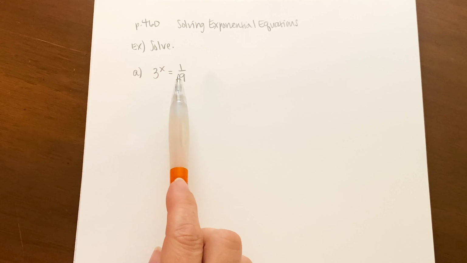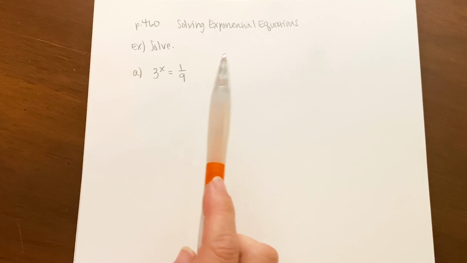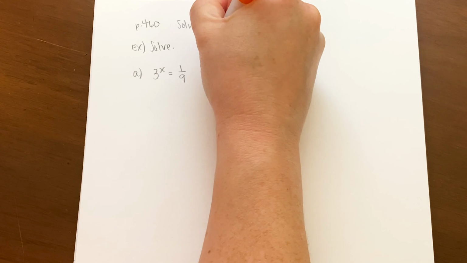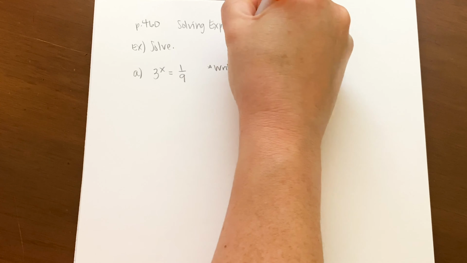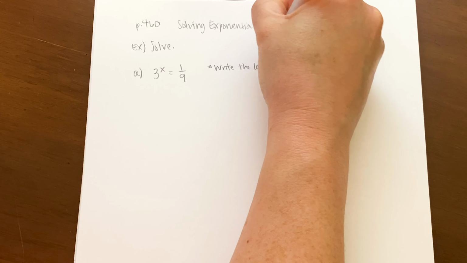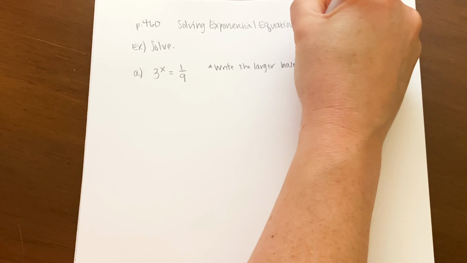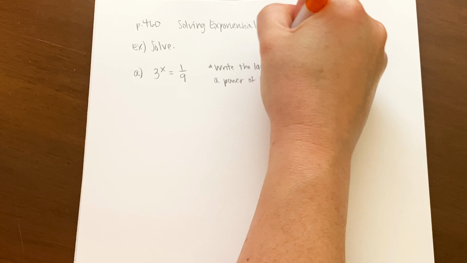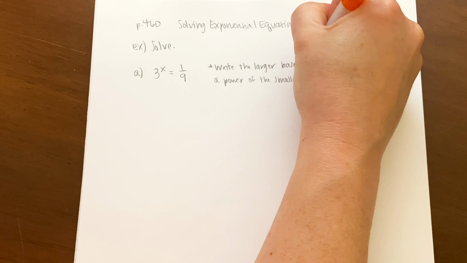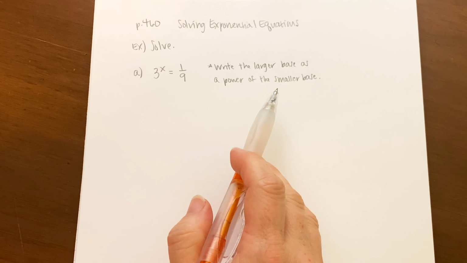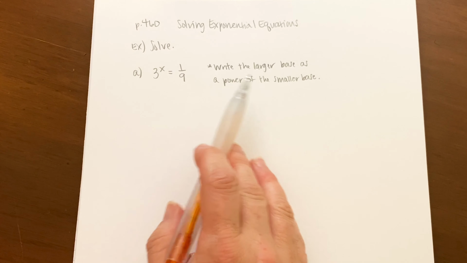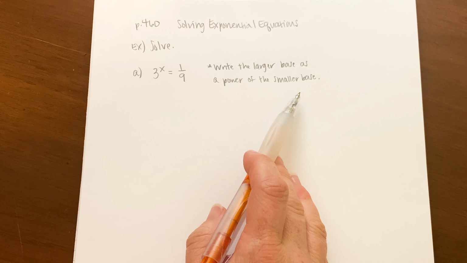The trick for that is that you want to write the larger base as a power of the smaller base. So that's something to remember if you get stuck. Write the larger base as a power of the smaller base. Now, it can go the other way, but for most of us, it's more natural to do it this way. So this is just a tip. It's not a hard and fast rule.